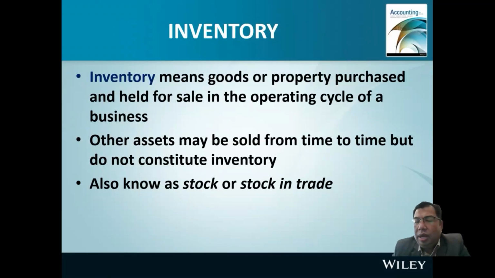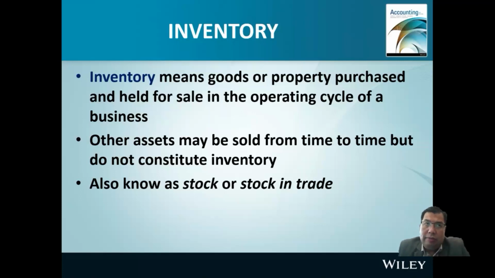Okay, let us start our discussion with inventory. What is inventory? Inventory means goods. It can be anything, goods or property purchased and held for sale in the operating cycle of the business. Normally the business will buy goods from the supplier. They put them on their shelf, and then the customer comes to the store, takes the goods from the shelf, and that's how it works. You buy stock from the supplier, and sell the stock to your customer.